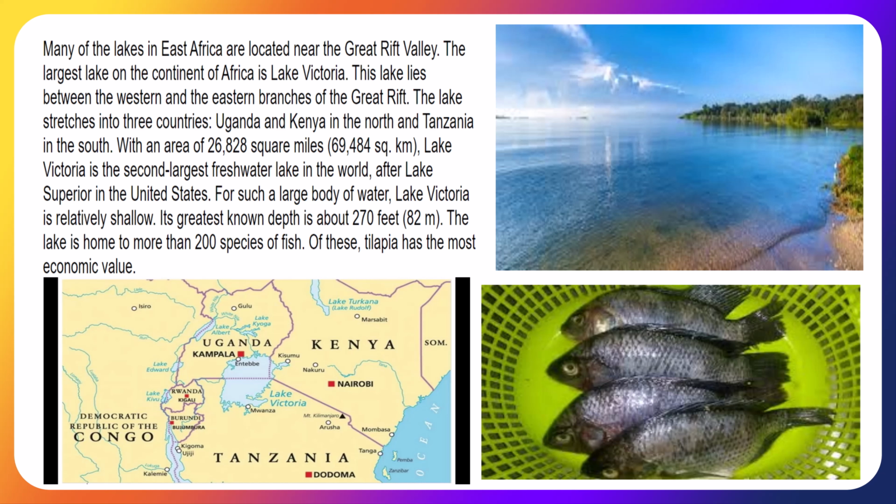Many of the lakes in East Africa are located near the Great Rift Valley. The largest lake on the continent of Africa is Lake Victoria, and you can see that pictured in the bottom left. It's also pictured in the top right. This lake lies between the western and the eastern branches of the Great Rift. The lake stretches into 3 countries, Uganda and Kenya in the north, and Tanzania in the south.